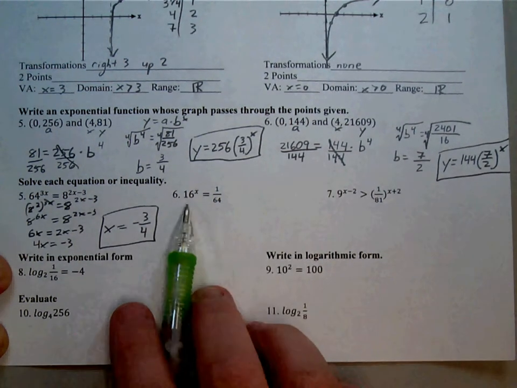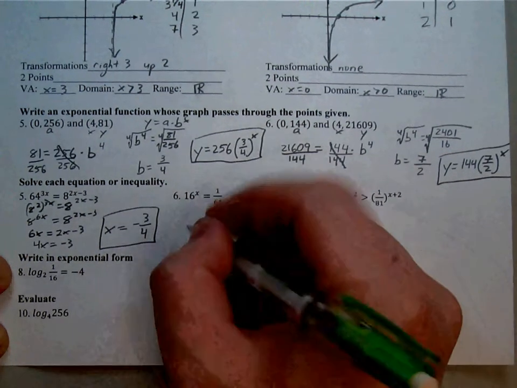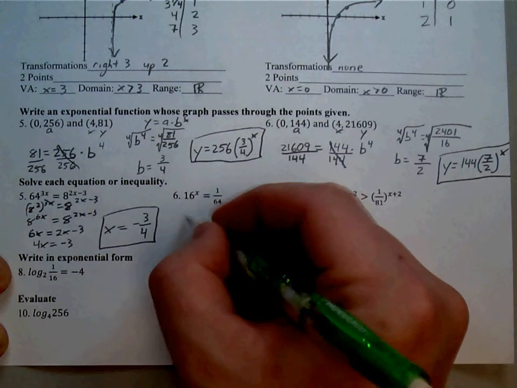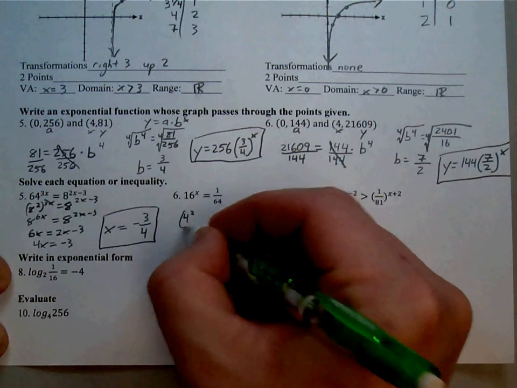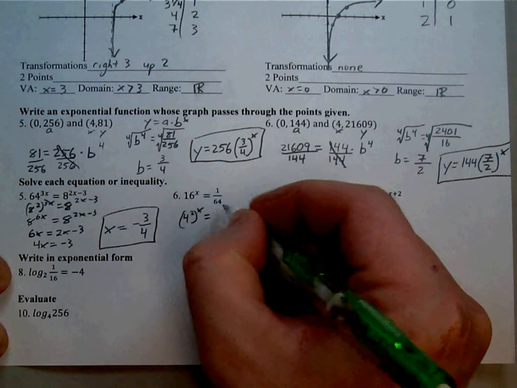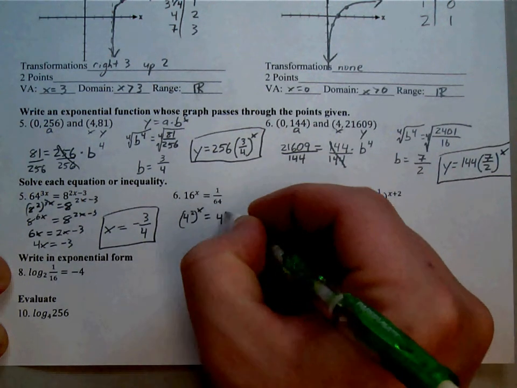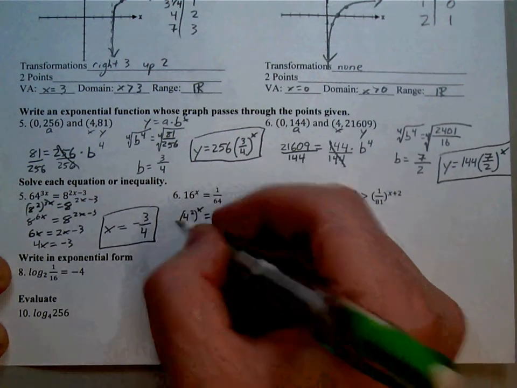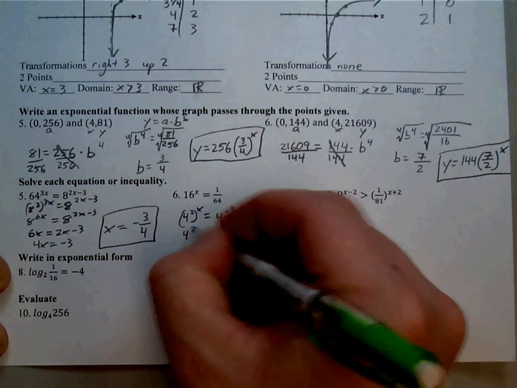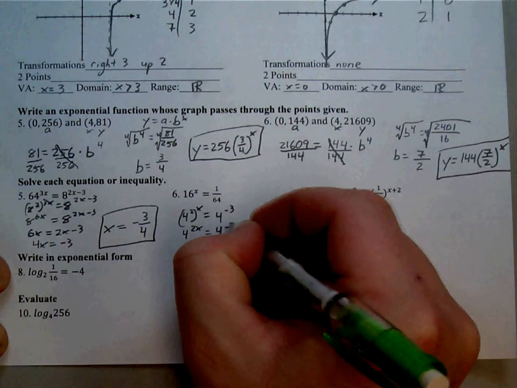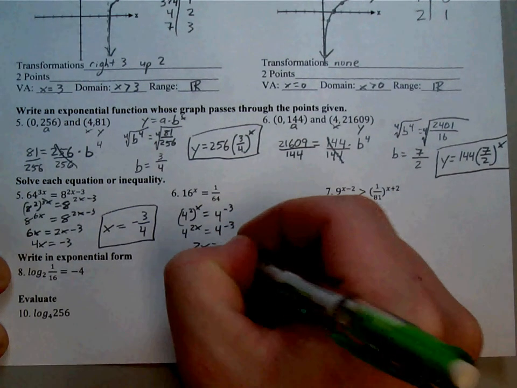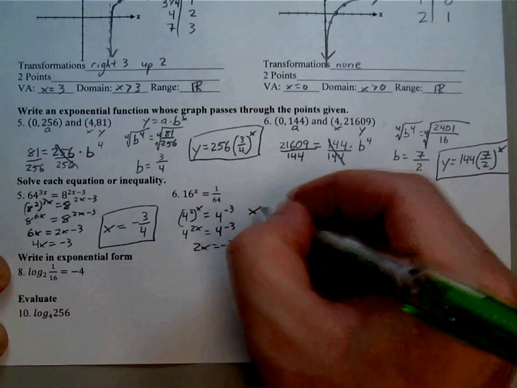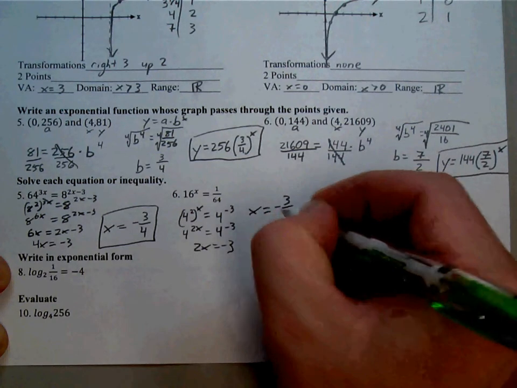Here we're going to have to go for powers of 4. It looks like we could go powers of 2, but powers of 4 work, so we have 4 squared to the x. 64 is 4 to the 3rd, so to bring it out of the denominator, make the exponent negative. So 4 to the 2x equals 4 to the negative 3. So then 2x has to equal negative 3. So x has to be negative 3 halves.